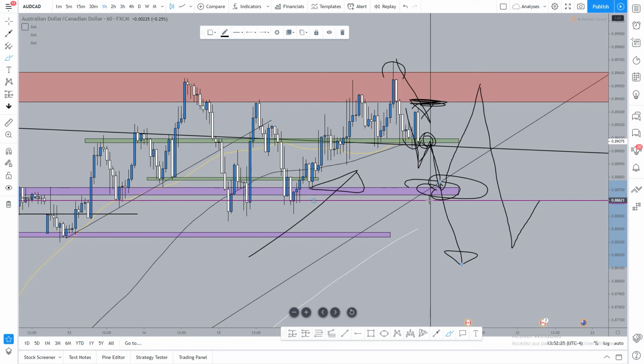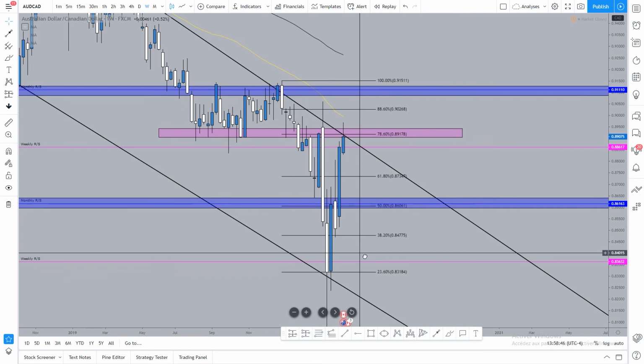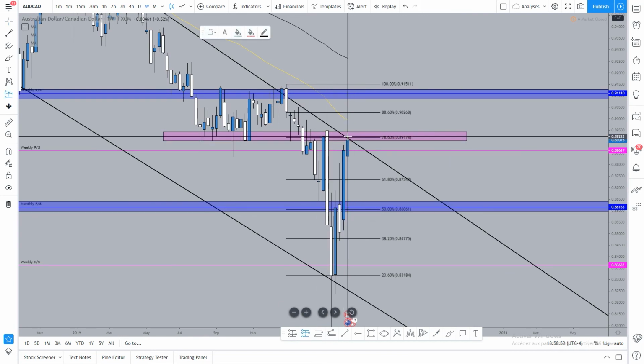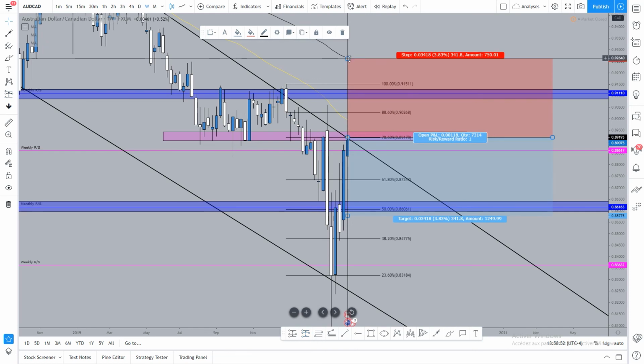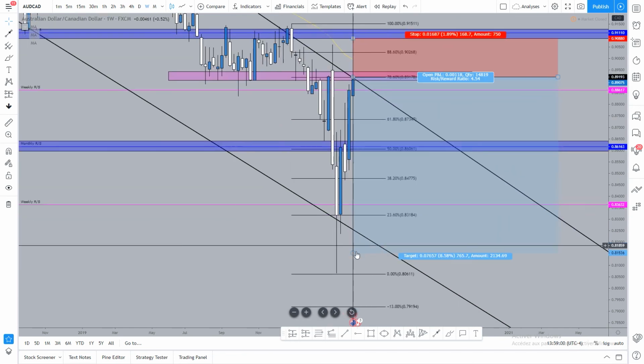Now we'll take a look at the entry that I took this week on the chart. Alright, so my first entry that I took last week on AUD CAD was a simple sell limit on the 78.6% of Fibonacci with my stop loss above the wick. So first target is the blue zone, second target is the weekly resistance support, and last target is the 0% of Fibonacci.